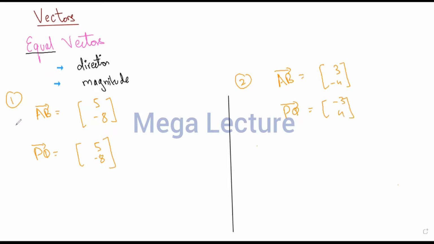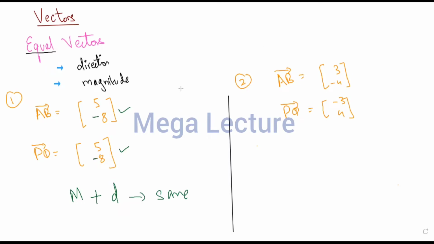First, you need to check the first pair of vectors, AB and PQ. Is the direction and magnitude the same for both of them? Okay. Now for the direction, what do you need to see? You can see that these vectors are exactly identical. So in this case, obviously, the magnitude and the direction are going to be the same. This is obvious. It has minus 8, it has minus 8.